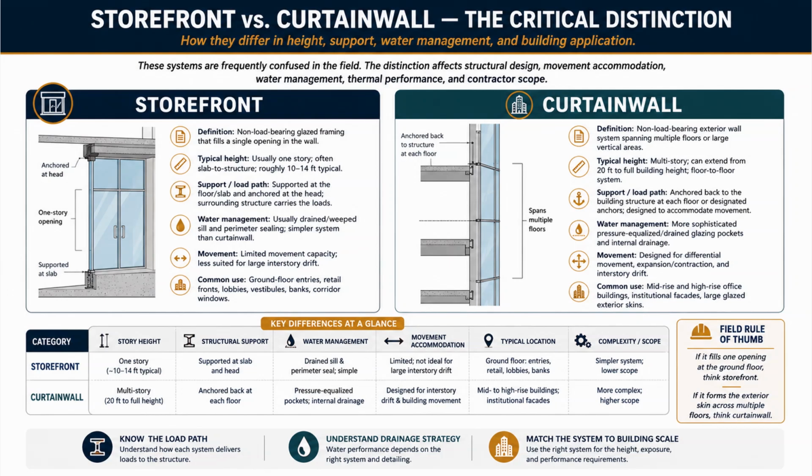Location. Storefront at ground floor entries, retail, lobbies, curtain wall at mid to high-rise and institutional facades. Complexity, storefront is simpler and lower scope. Curtain wall is more complex and higher scope. And here's the field rule of thumb to lock it in. This is your one-line test. If it fills one opening at the ground floor, think storefront. If it forms the exterior skin across multiple floors, think curtain wall.